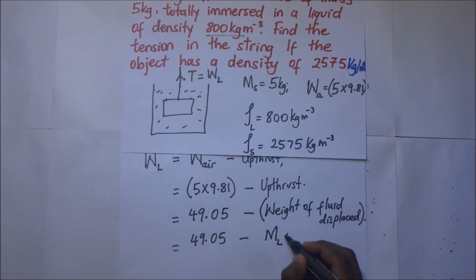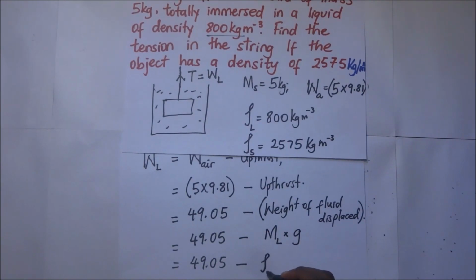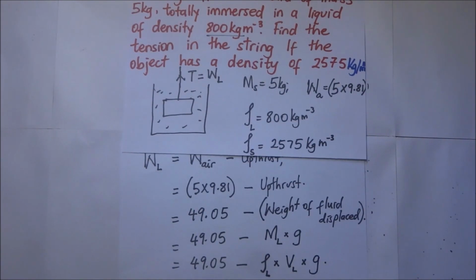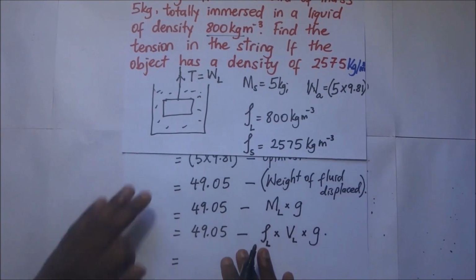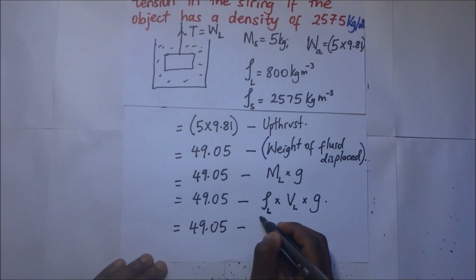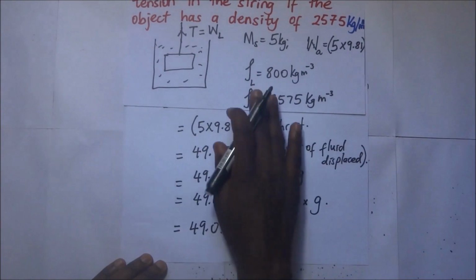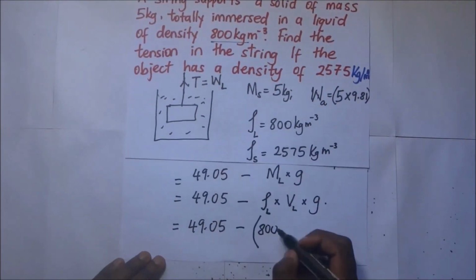Mass of the liquid, multiply that by the gravity. This is going to be 49.05 minus the mass of the liquid, which is given by the density of the liquid multiplied by the volume of the liquid, then multiplied by gravity. This is still going to give us 49.05 minus the density of the liquid, which is given by 800. That's the density of the liquid right here. It's 800 kilograms per meter cubed.